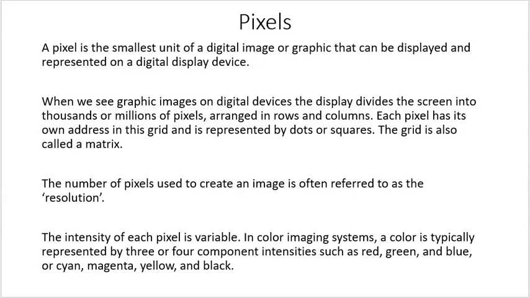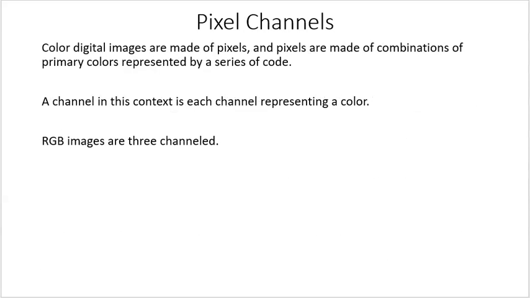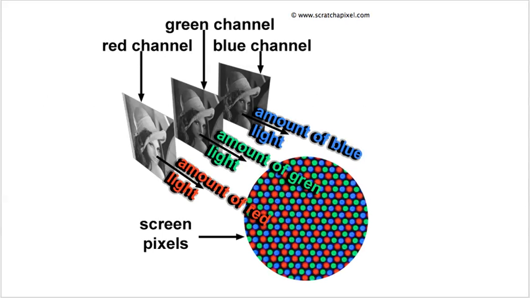In color imaging systems, a color is typically represented by 3 or 4 component intensities, such as red, green, blue, or cyan, magenta, yellow, and black. A pixel channel: color digital images are made of pixels, and pixels are made of combinations of primary colors represented by a series of code. Each channel represents a color. So a red, green, blue image is a 3-channel image because it has 3 channels, and I think this graphic will help make a lot more sense.